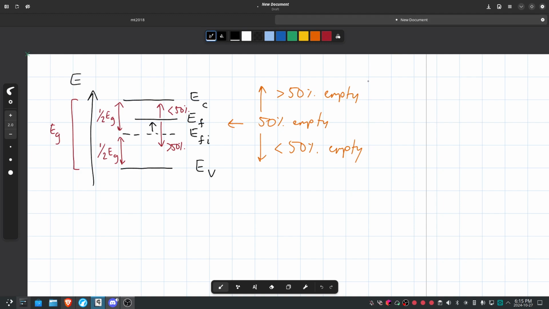And just so that appears on the document, I'm going to write how it looks on the electron side. It's 50% full, less than 50% full, and greater than 50% full. So this is electron, and this is holes.